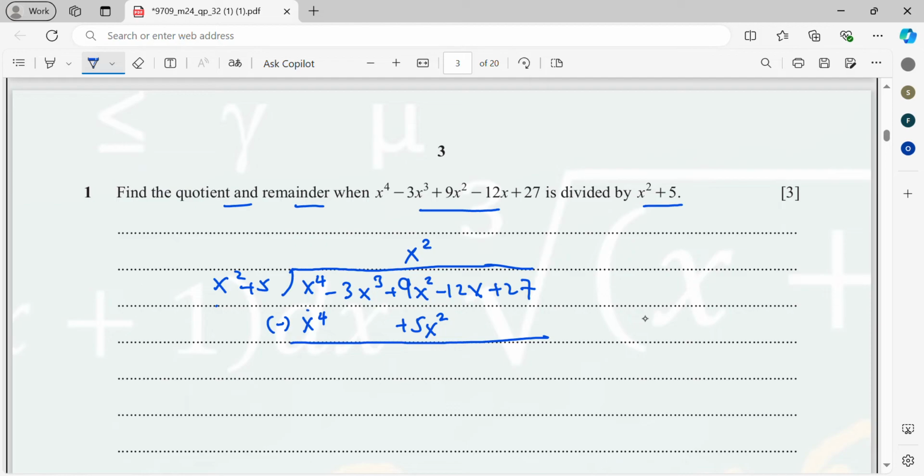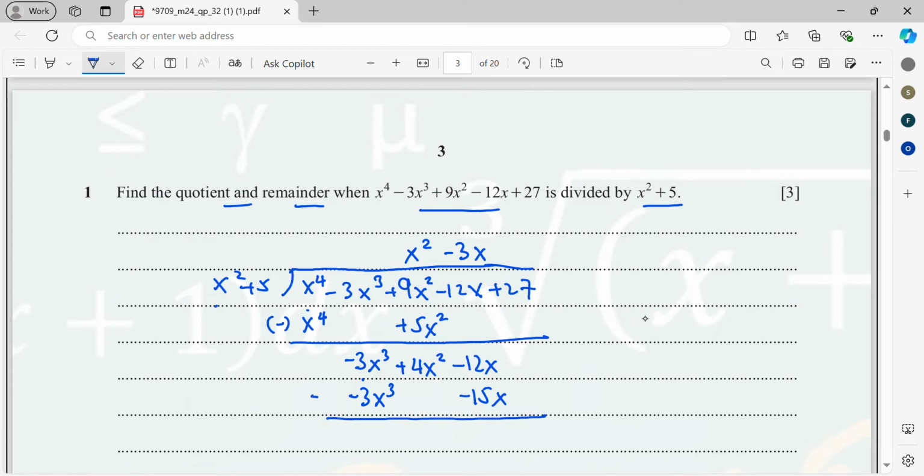Then the second term is minus 3x cubed. You minus 0, so just rewrite the term. Then 9x squared minus 5x squared is plus 4x squared. And bring down negative 12x. To get negative 3x cubed from x squared, we need to multiply with negative 3x. So this is going to be negative 3x cubed. Minus 3x times 5 is minus 15x.